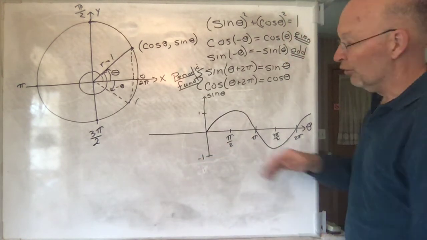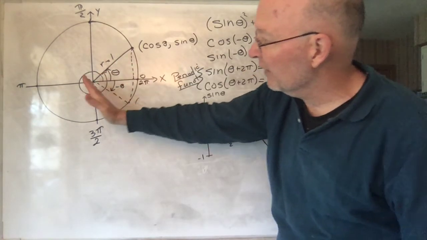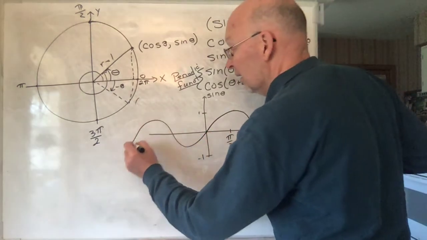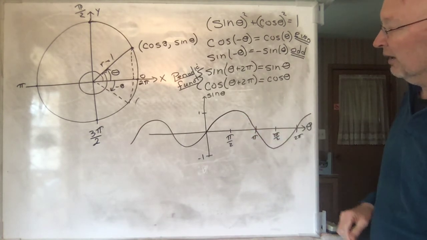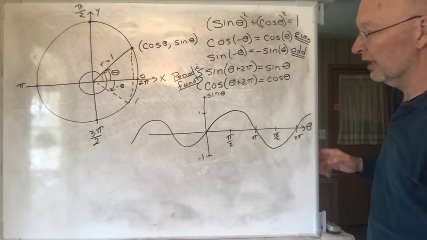And there's no reason that we have to restrict ourselves to positive angles. We can go negative as well. If we went negative, it would just do the same thing again. So there's the graph of the sine function right there. And we see that it's periodic. It just keeps repeating the same thing over and over again.